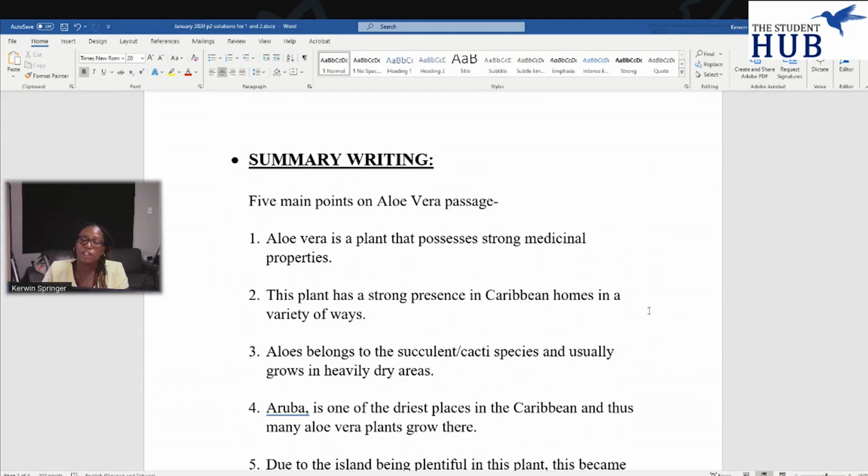All right. So the third main point that we go on to is aloe belongs to the succulent/cacti species and usually grows in heavily dry areas. All right.